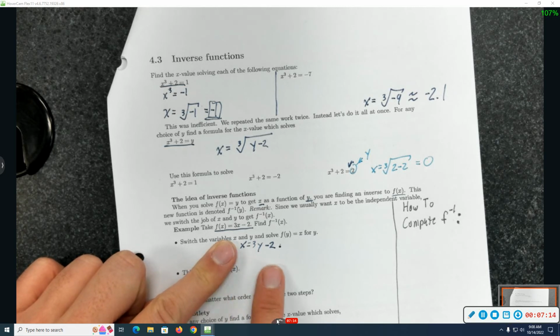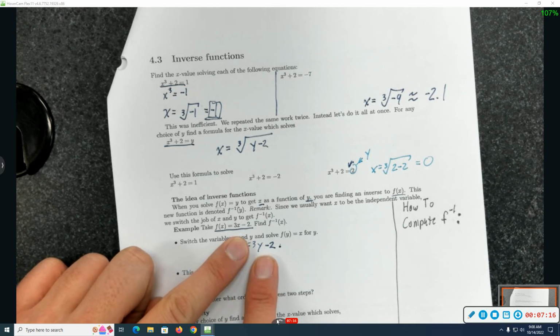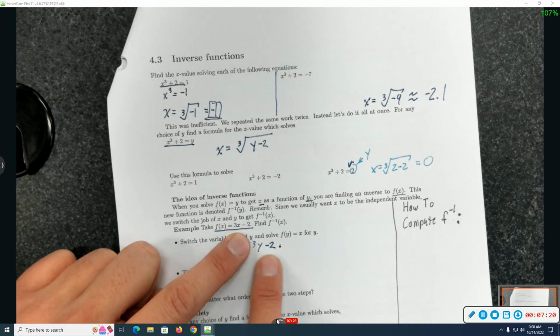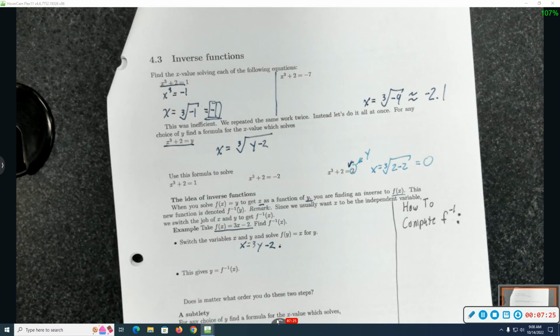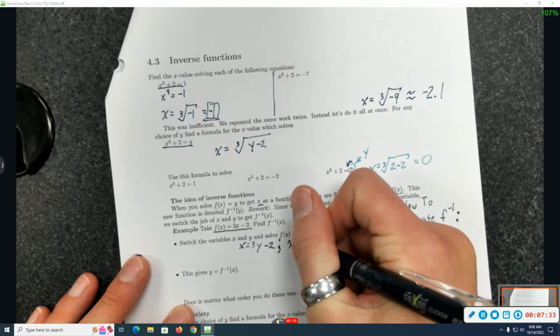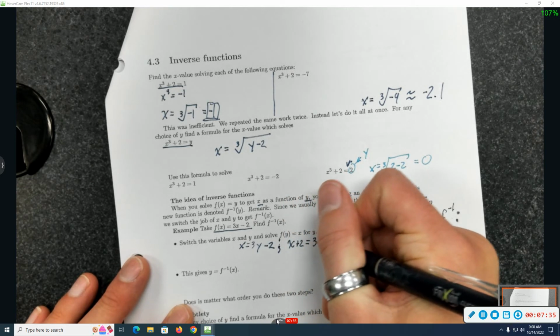So right now, all the y's are on this side, and there's complicated stuff. If you look at that side, you start with y, you multiply it by 3, then you subtract 2. So the first thing to do is to undo that subtraction by 2. How do you undo subtracting 2? Add 2. So add 2 to both sides. You wind up with x plus 2 equals 3 multiplied by y.